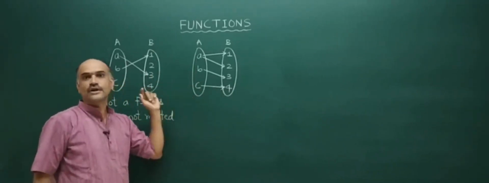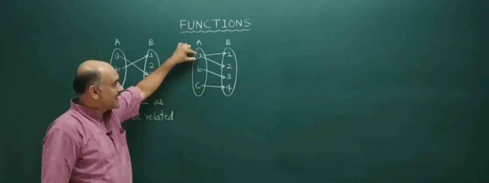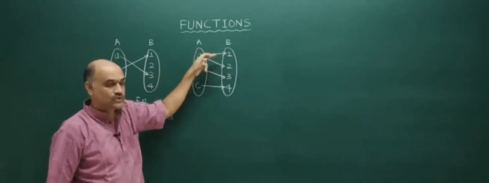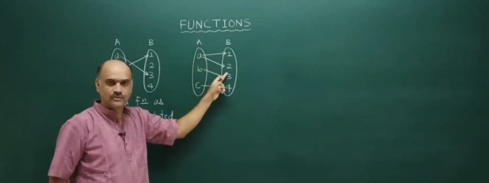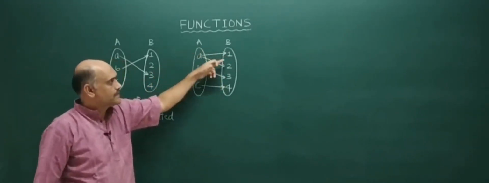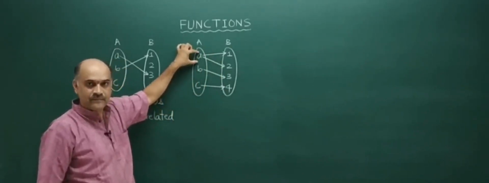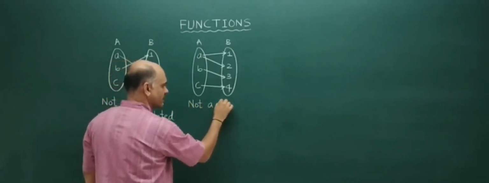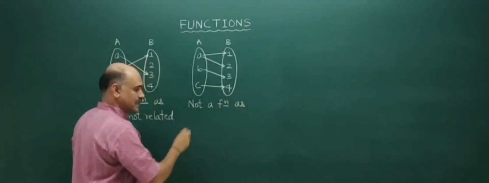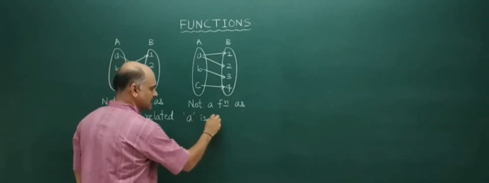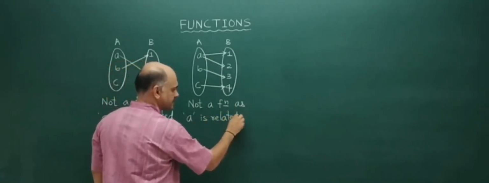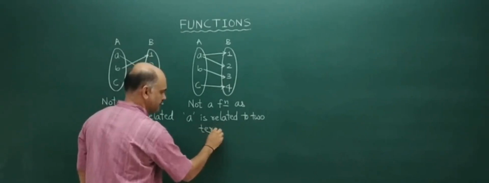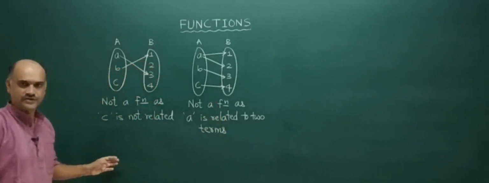But this is also not a function because A is related to two terms. So A, 1 and A, 2. You cannot have two images for a single element. So this is also not a function, as A is related to two terms or elements.